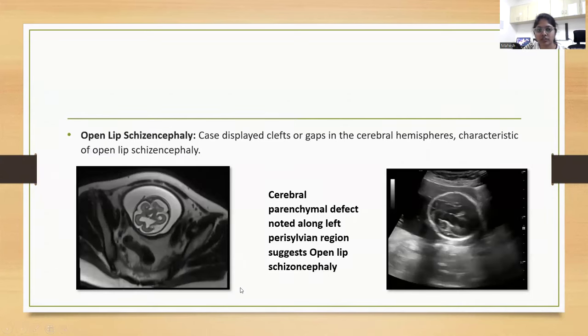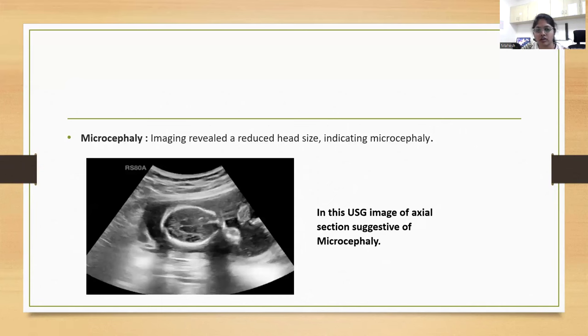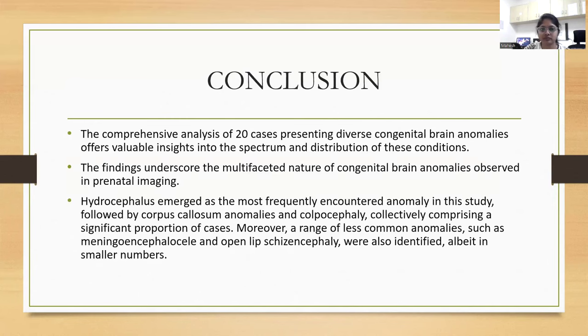In this open-lip schizencephaly, there is a defect in the left perisylvian region, suggesting open-lip schizencephaly. This USG image suggests the same. In this USG image, there is a reduction in the size of the skull and brain, suggesting microcephaly.